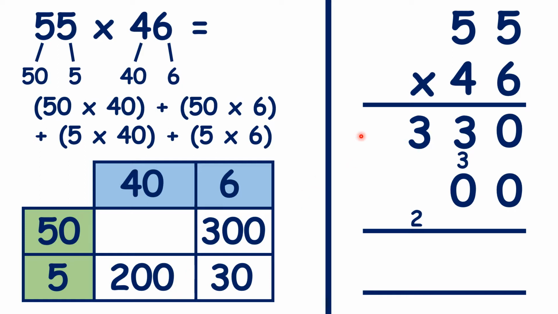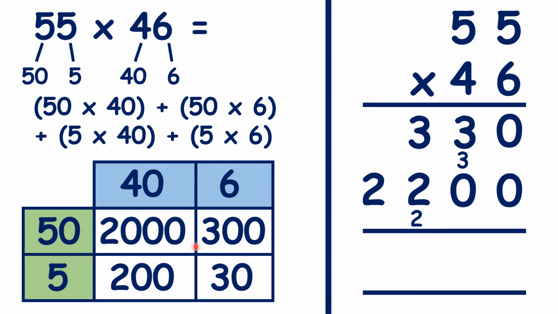Now, finally, we can multiply our tens digits together. Now 5 times 4 is 20, but we need to add the 2 down here. So we have 22, and because there aren't any hundreds for us to multiply, we can just write both digits of 22 in our answer line. So looking back at our grid, 50 times 40 is 2000.